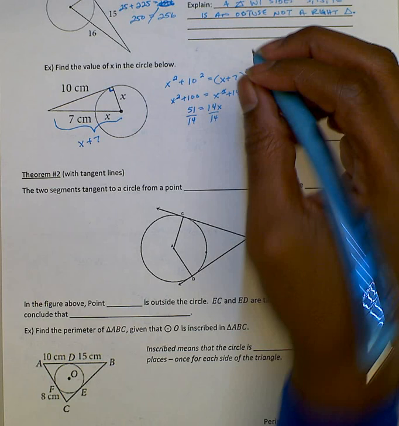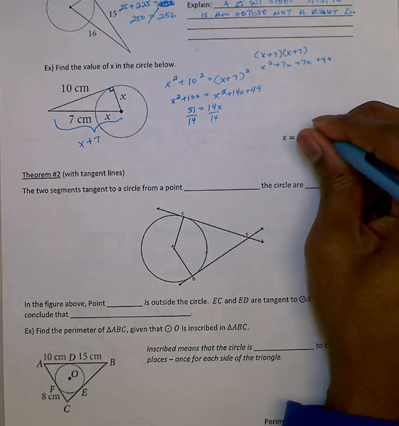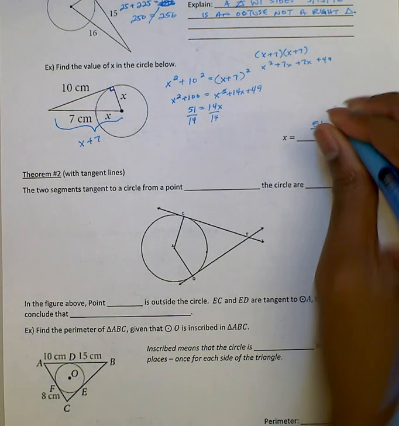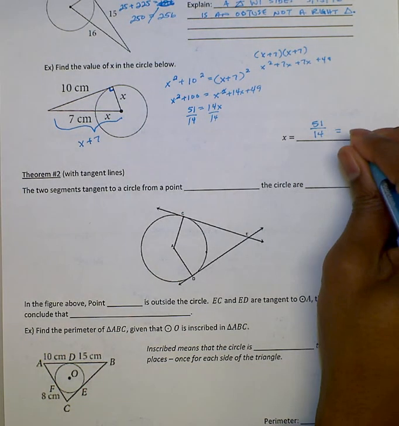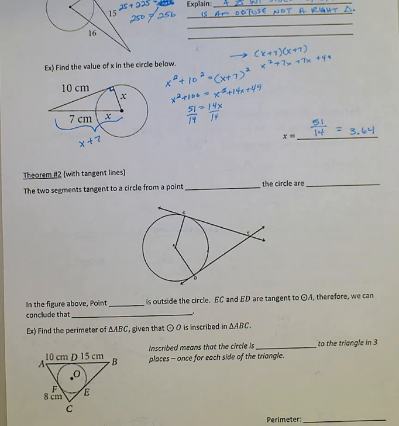And what will that be? 51 divided by 14 is a decimal. I wonder if it goes into a nice fraction. Nope, it doesn't. 51 over 14 is as simplified as it gets. So 51 over 14, or as a decimal, 3.64, we'll say. Either one of those. So just make sure that you recall FOILing or the box method, however you learned to multiply binomials by binomials.